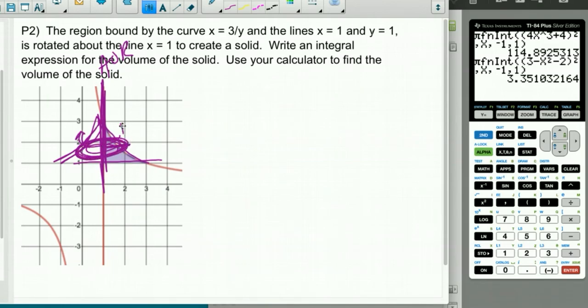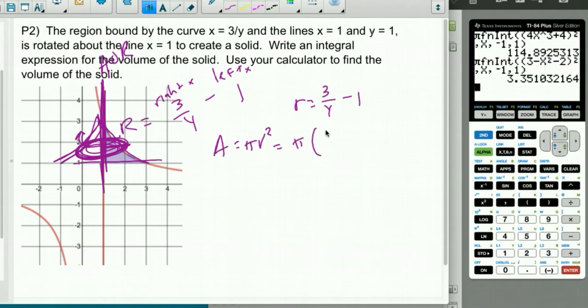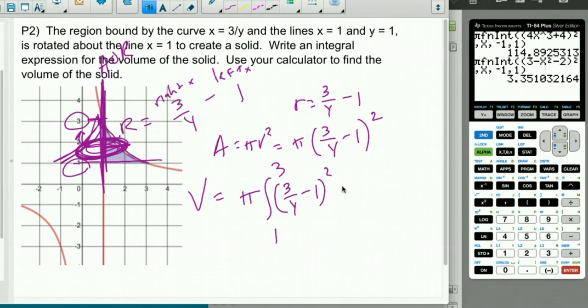That's my disk. So this radius is going to be the right x, which is 3 over y, right? Minus the left x, which is the x equals 1. So my radius is 3 over y minus 1. That means my area, which is pi r squared, is going to be a pi times the quantity 3 over y minus 1 squared. So my volume is going to be from the starting y, which is 1, to the ending y, which seems to be 3, right? I can see that that's true on the graph. So the integral from 1 to 3 of 3 over y minus 1 quantity squared with respect to y.